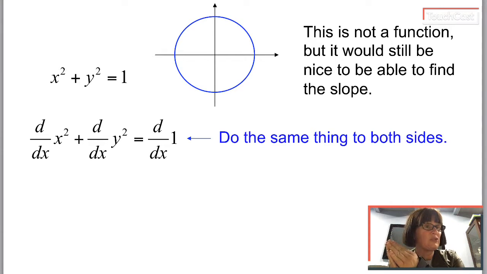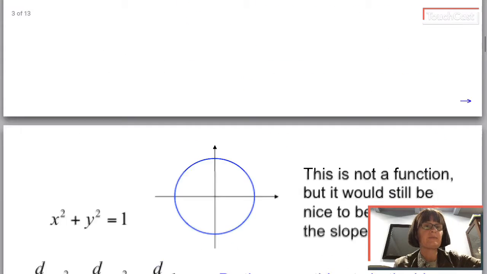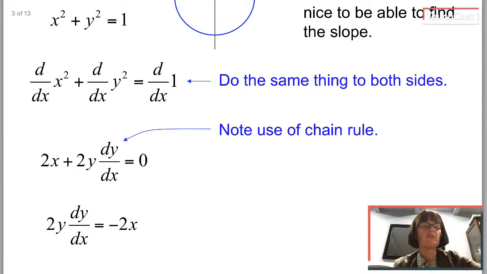I can take the derivative of a sum by finding the sums of the derivatives. So the derivative of x squared plus y squared is the same as the derivative of x squared plus the derivative of y squared. Now, parts of this are super easy. The derivative with respect to x of x squared is 2x. The derivative with respect to x of 1 is 0. What am I going to do when I need to take the derivative with respect to x of y squared? I'm going to take the derivative with respect to y and then multiply by dy/dx. So that's what I have here.